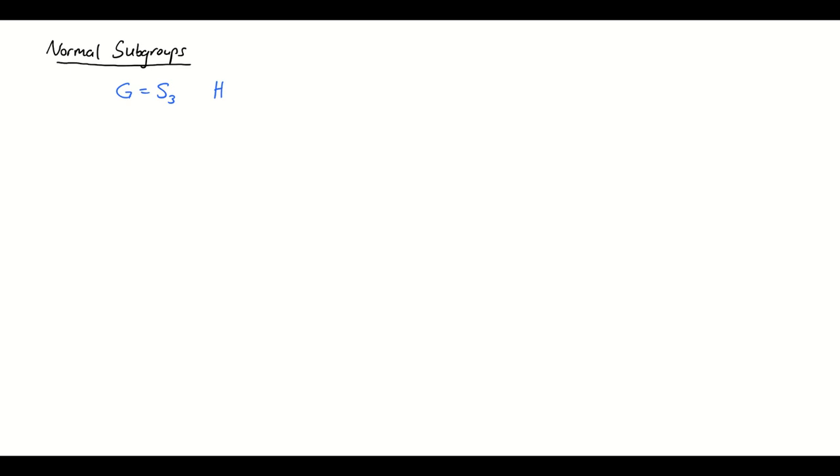And let's let H be the subgroup generated just by the identity and the transposition (2 3). We know that this is a subgroup because it has the identity, it has the inverse of this permutation because the inverse of this permutation is itself, and this set is closed under multiplication. Now I want to look at the left cosets and the right cosets of H and see whether they are the same or different.